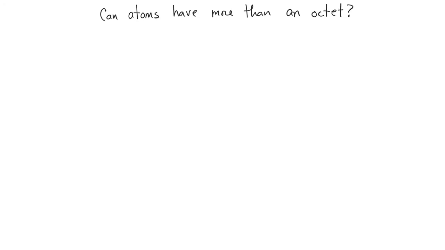So far, we've looked at molecules that have 4 or fewer atoms around a central atom. What if we're given a molecule that has more than 4 atoms around a central atom? Is it possible for the central atom to have more than an octet of electrons around it? And the answer is yes, it is possible.